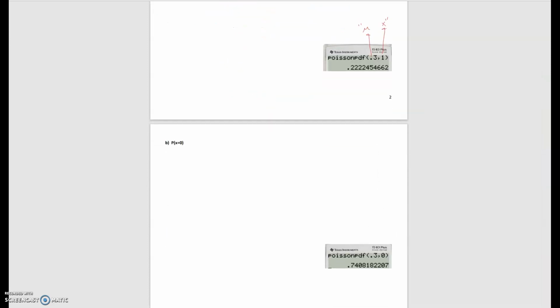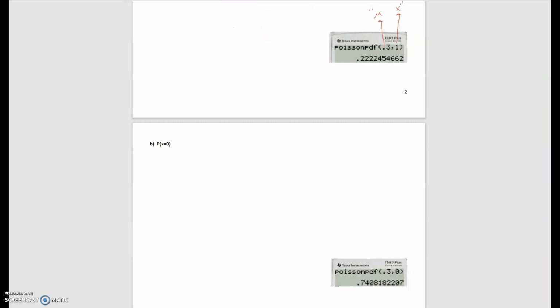I also put the code here. So this one's going to give us approximately 0.74. There's a 0.8. I'll just keep it. So 0.74, 0.8. That's it for B.